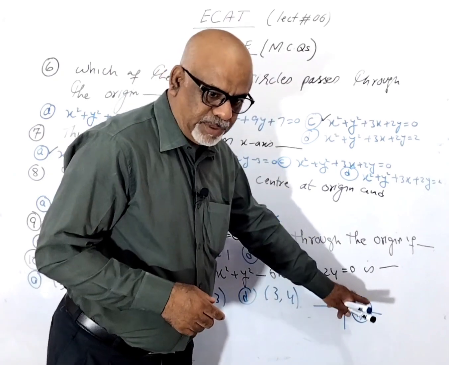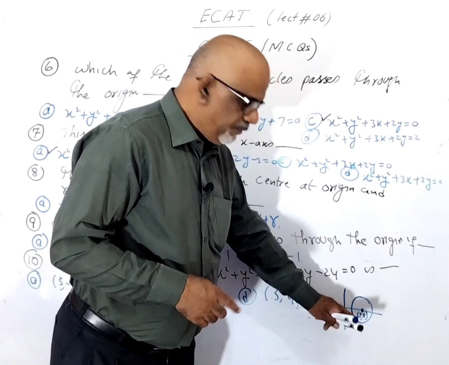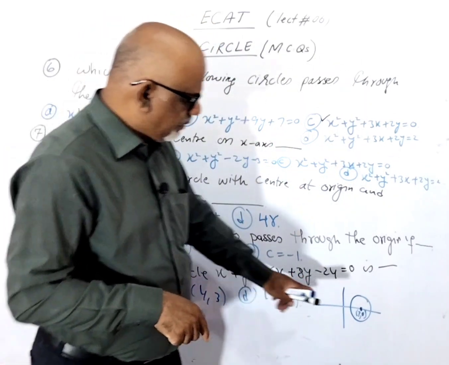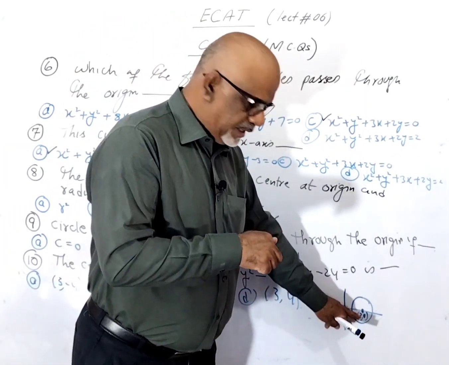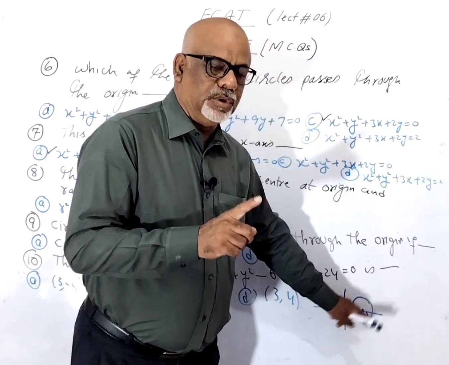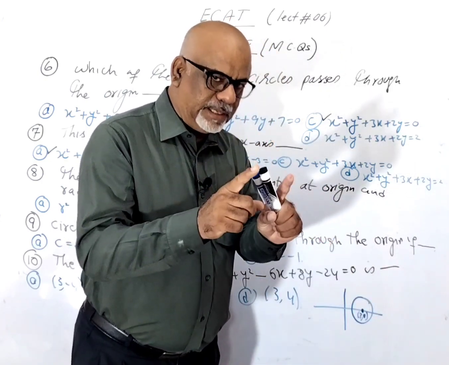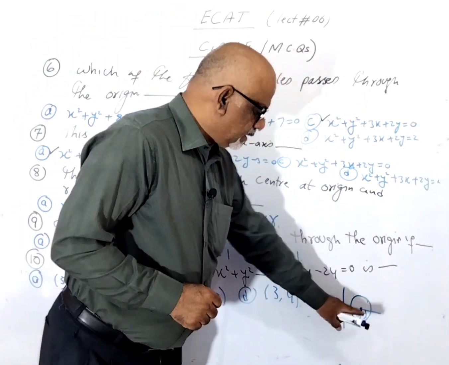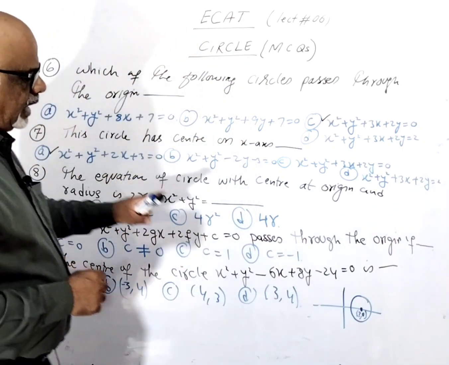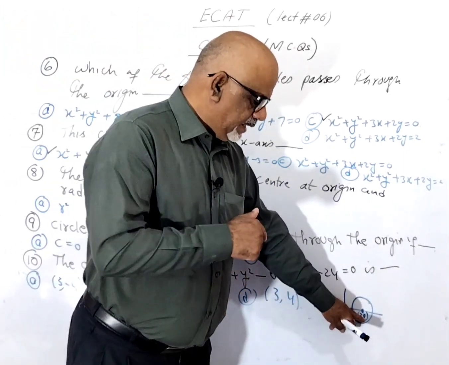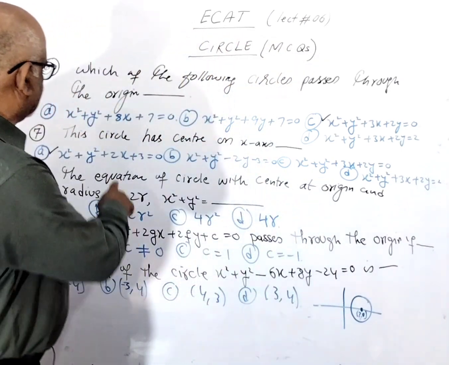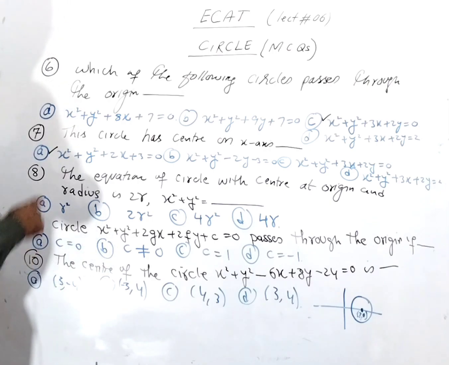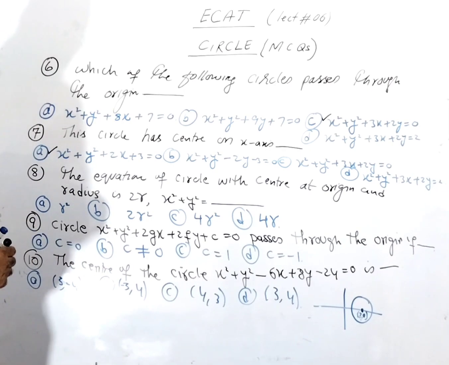Again, we have to repeat this point here. If we are talking about the circle having the center on the x-axis, that means h will be there and the value of k will be equal to 0. k is the coefficient of y and h is the coefficient of x. So the coefficient of y, that is k, is equal to 0. That means there is no linear y here. So the A option is correct for the 7th MCQ here.